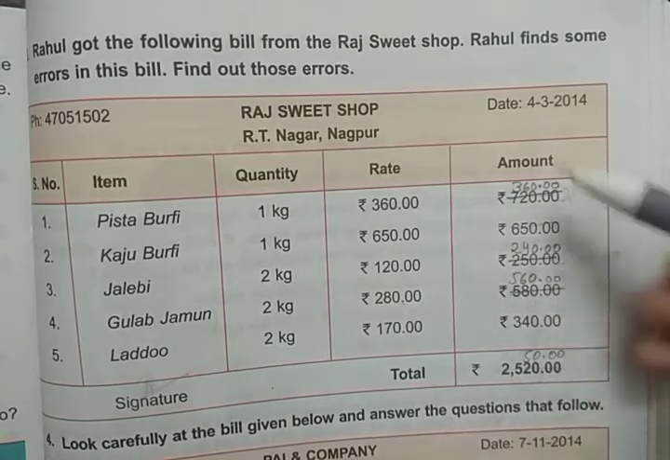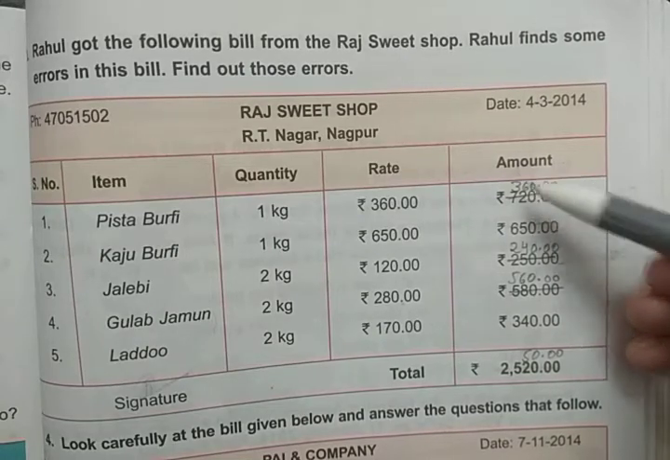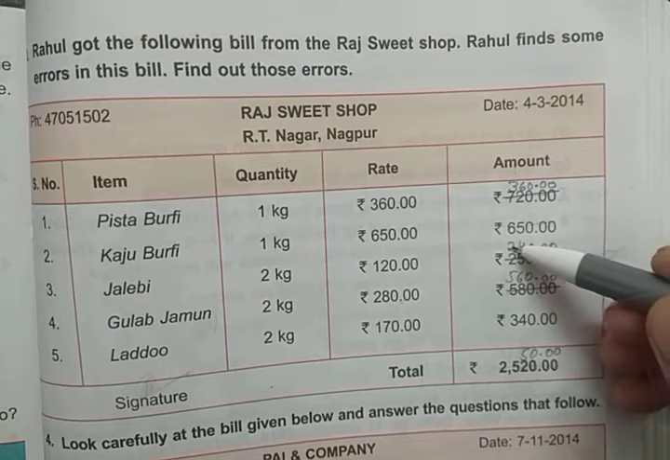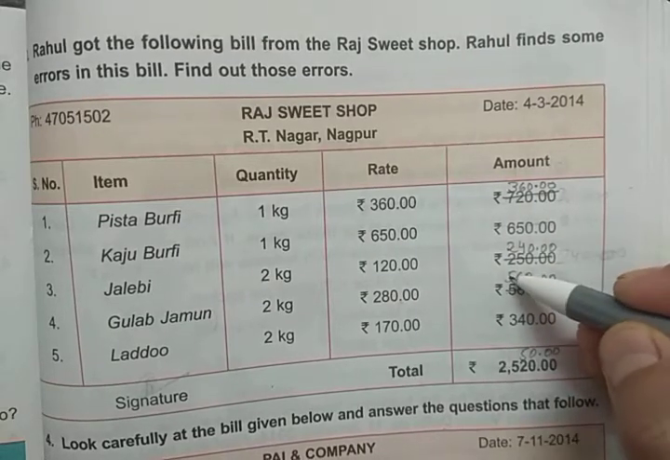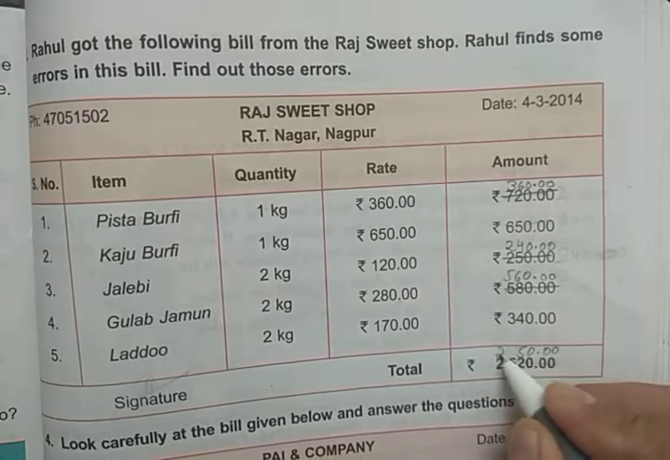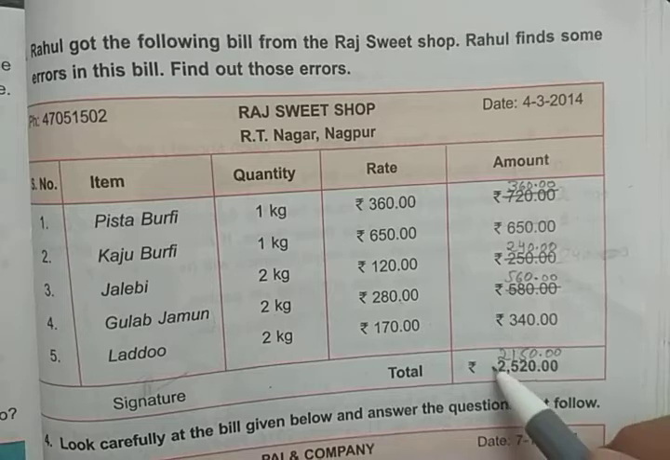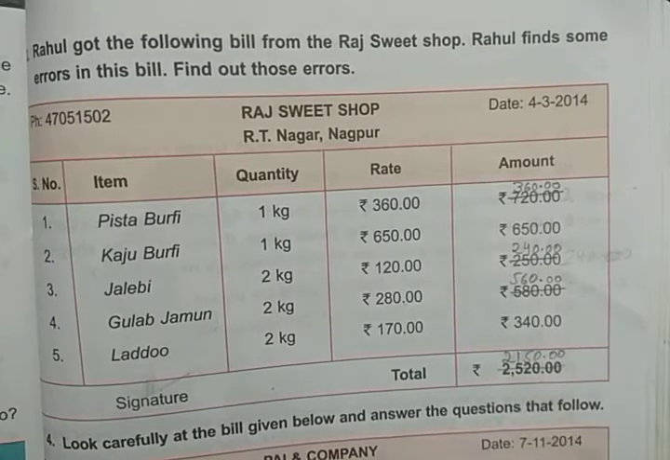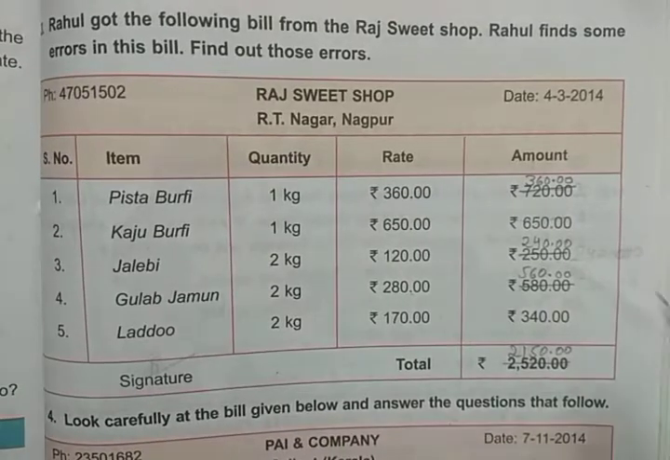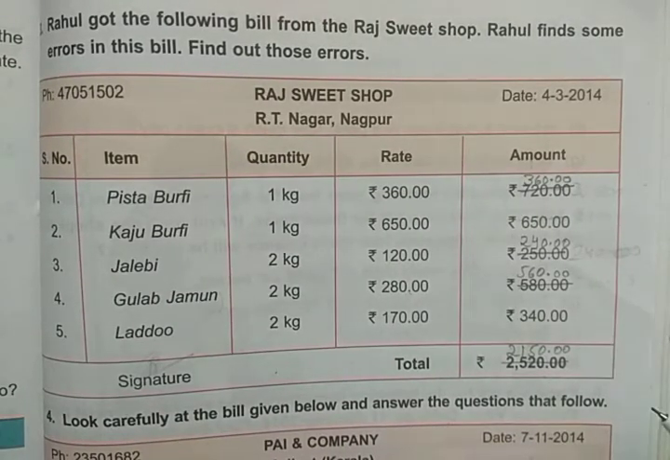Next 2 carry over. 3 plus 2 is 5. 5 plus 6, 11. 11 plus 2, 13. 13 plus 5, 18. And 18 plus 3, 21. So 2150 rupees is the total amount. But यहाँ पर क्या है? 2520 rupees. So this is again there is a mistake. So these are the errors that we have found and done the corrections.